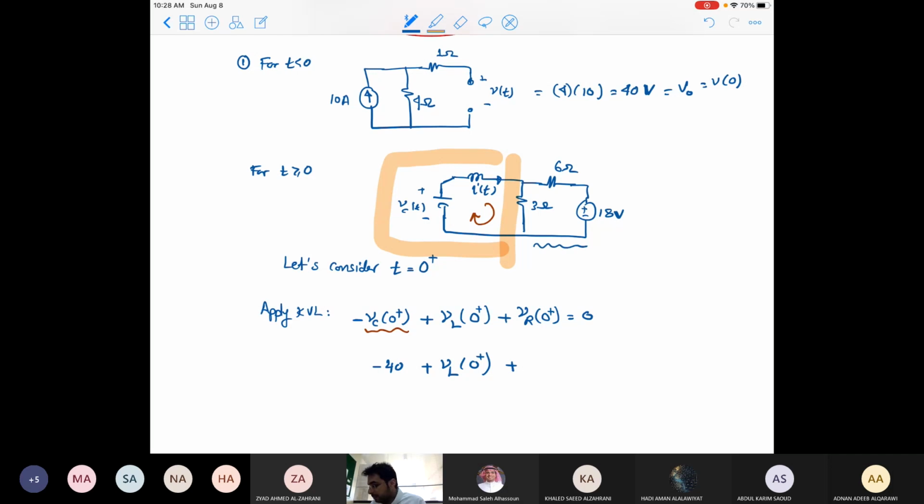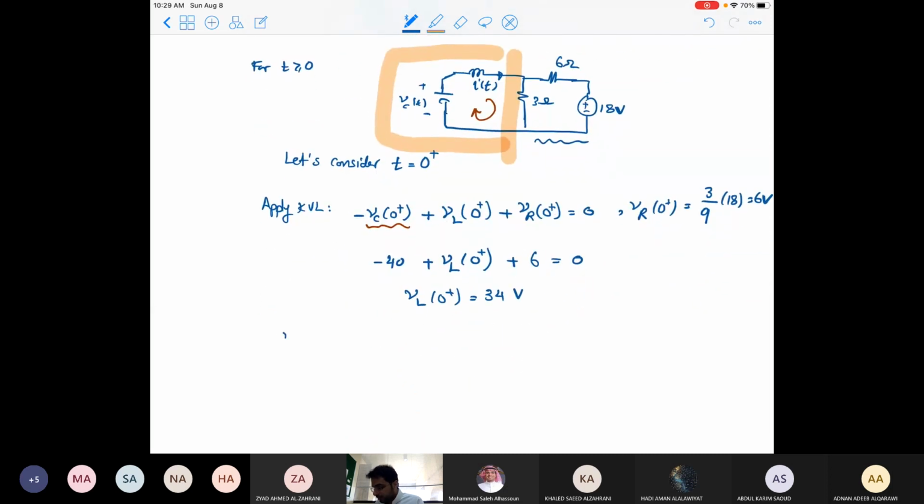So if this part is removed and I ask you to find the voltage across the 3 ohm resistor, you will see that VR is going to be, by voltage divider law, 3 divided by 9 multiplied by 18, which is 6 volts. So this is going to give you 0, and the voltage across the inductor in this case is 34 volts.